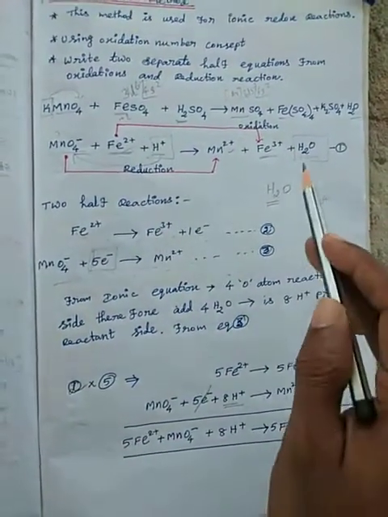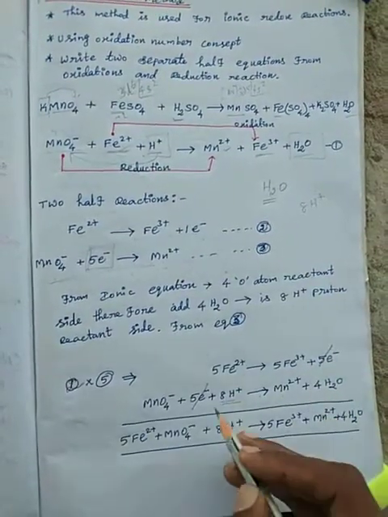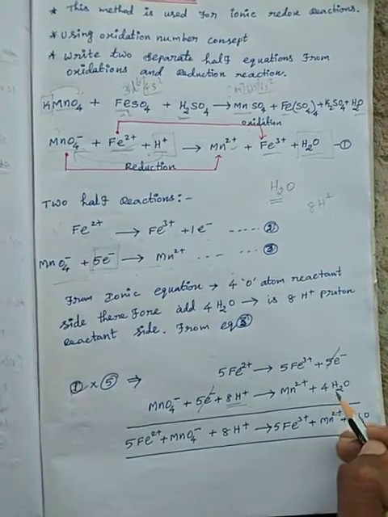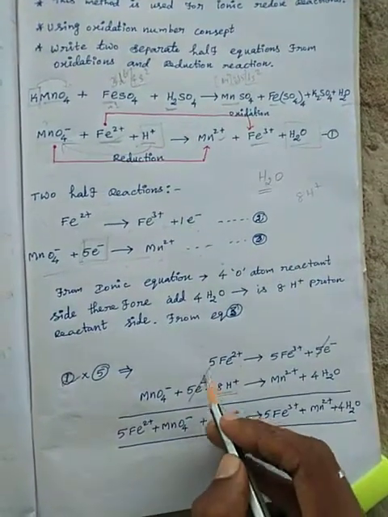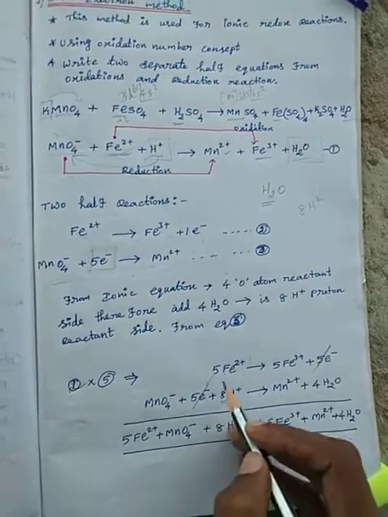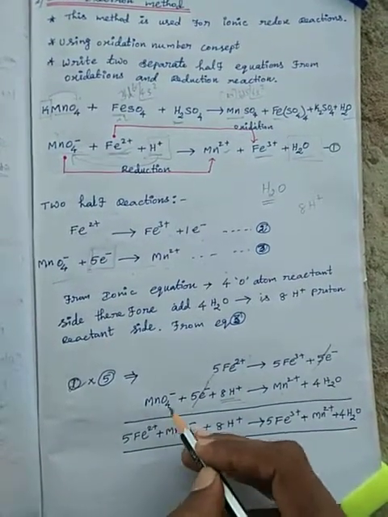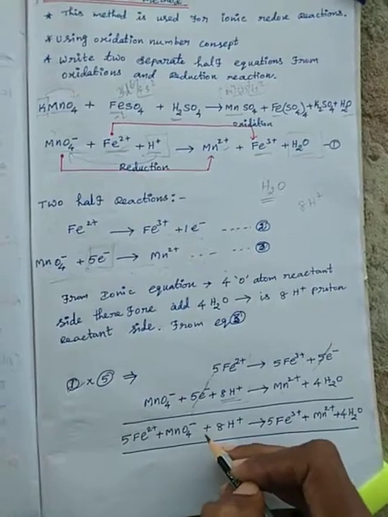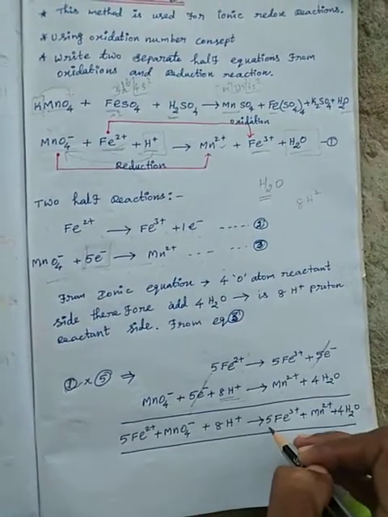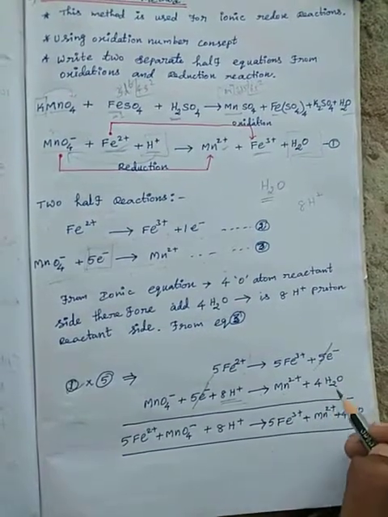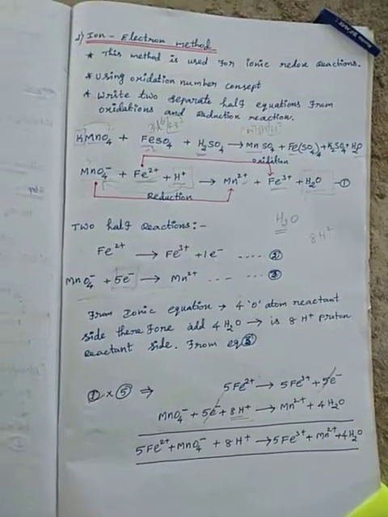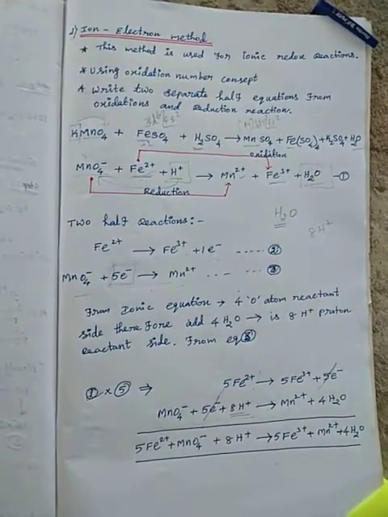Adding how many water molecules, students? 4 oxide atoms means 8 protons involved, so 4 water molecules are given in the product. Cancel the 5 electrons, so the LHS will be written: 5 Fe2+ plus MnO4- plus 8 protons gives 5 Fe3+, Mn2+ and 4 water molecules. This is the ion electron method balance. So the first lesson is completed, students. Thank you all.